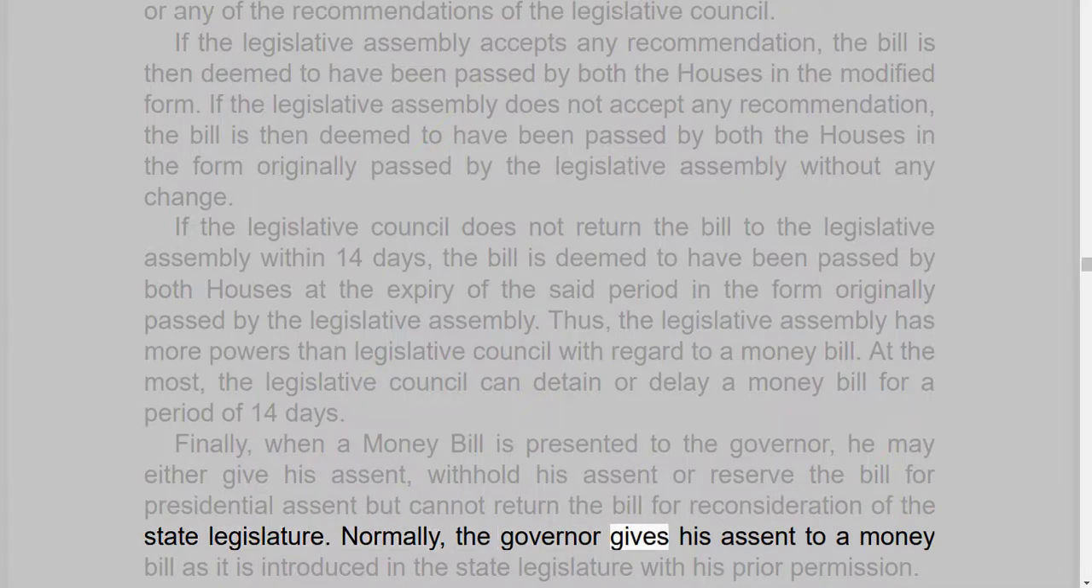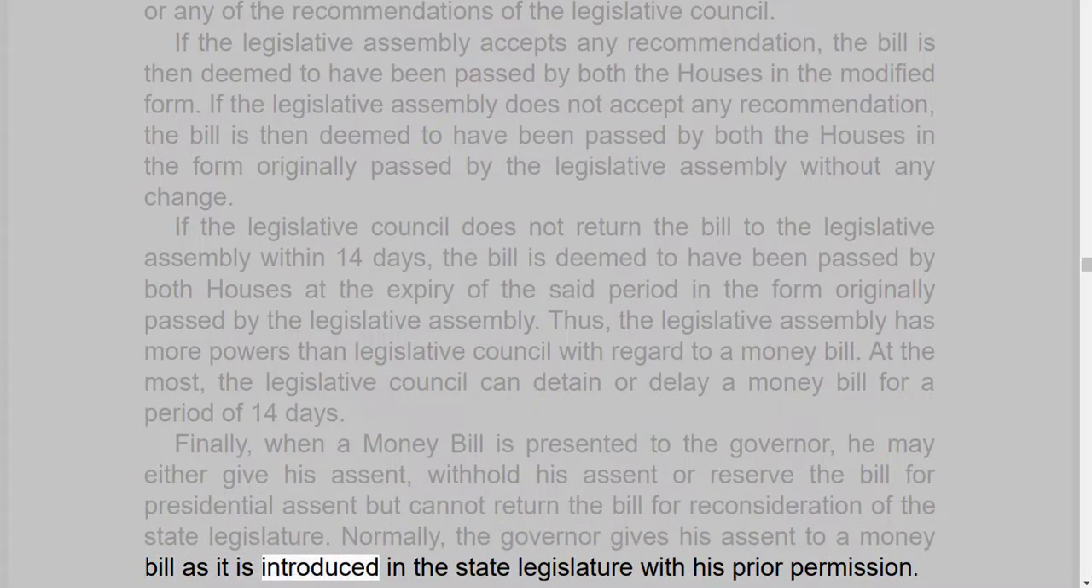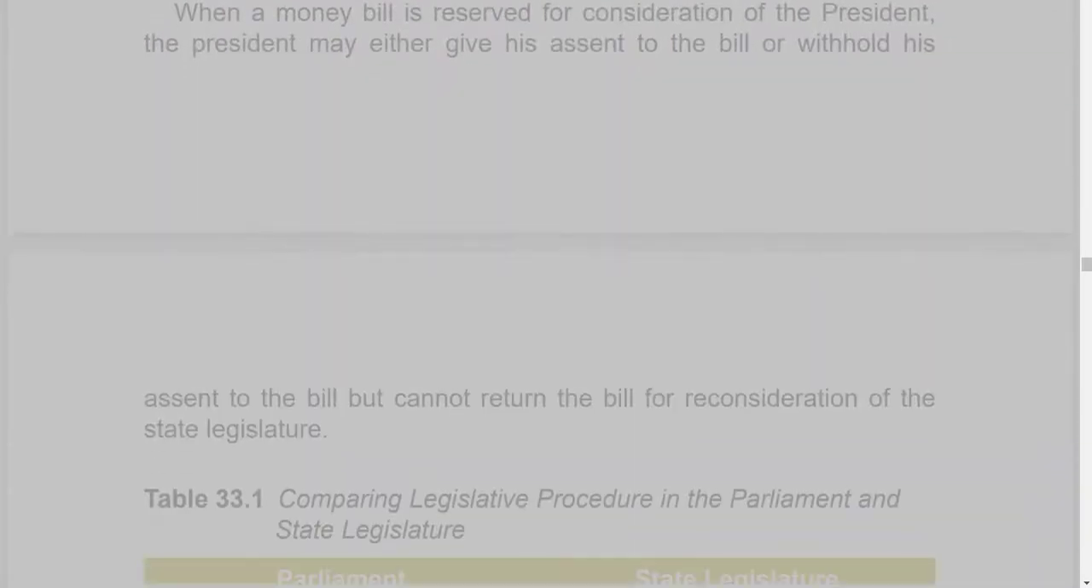Normally, the governor gives his assent to a money bill as it is introduced in the state legislature with his prior permission. When a money bill is reserved for consideration of the President, the President may either give his assent to the bill or withhold his assent to the bill but cannot return the bill for reconsideration of the state legislature.